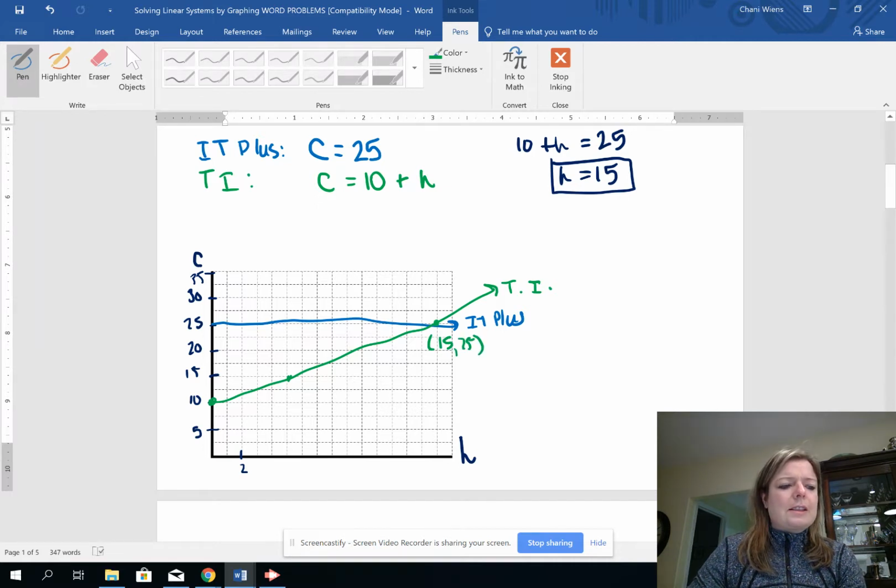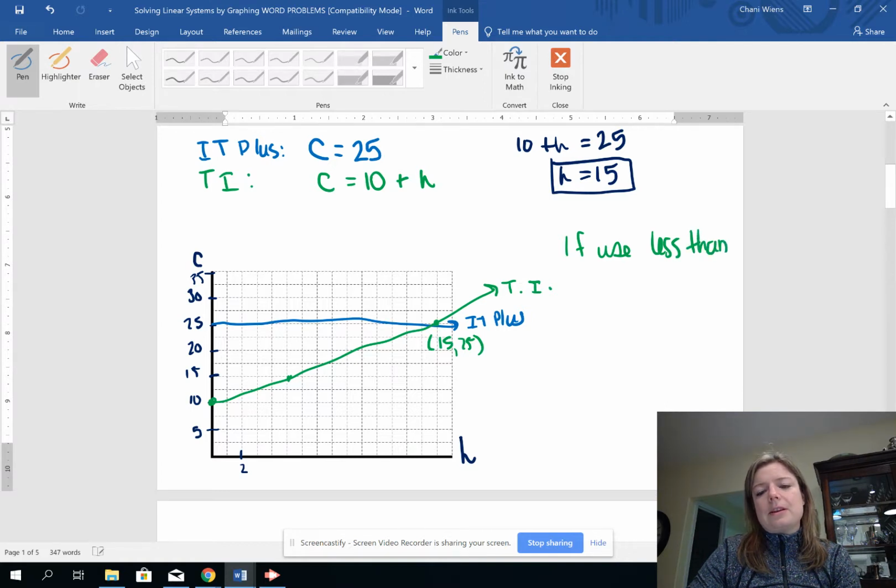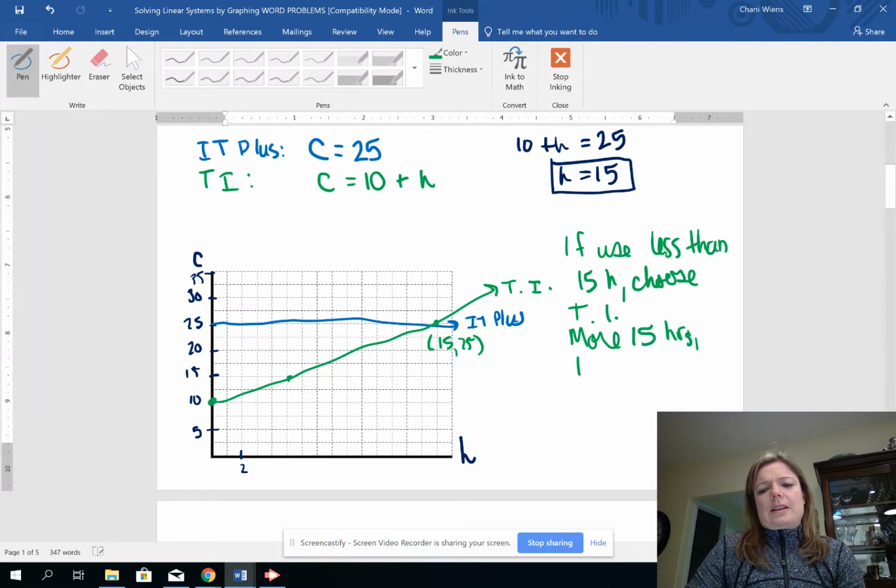So you need to write a sentence for Brian and Catherine. So you can say, if you use the internet less than, I'm doing it very short form because the trackpad's a bit annoying. So if you use the internet less than 15 hours, choose Techies Inc. But more than 15 hours, again, you should be writing full sentences, choose IT Plus. Okay, so that's our very basic kind of question with graphing.